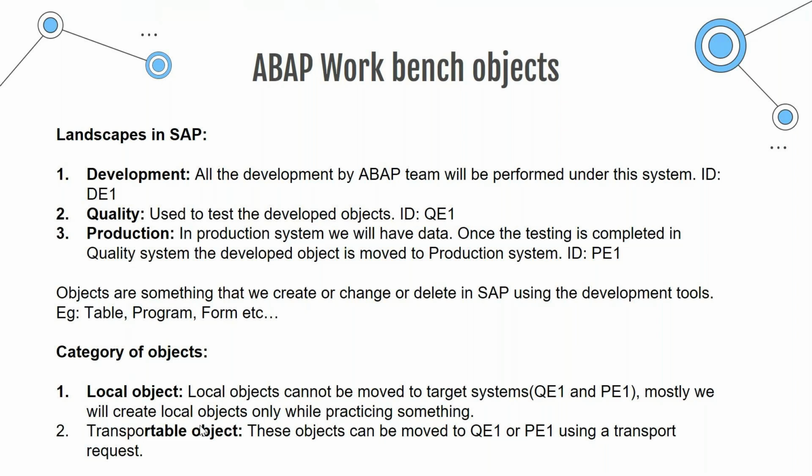Okay, done. Then the purpose of quality system is to test the development. I've created something or I changed some object, then it should be tested thoroughly before moving it to production system. So this testing will be done in quality system, and the testing will be done by both your functional teams and also the end user client. Then production system is the live system for any company. And as you know, we should never ever modify anything in production system. We should be very careful when it comes to production system.